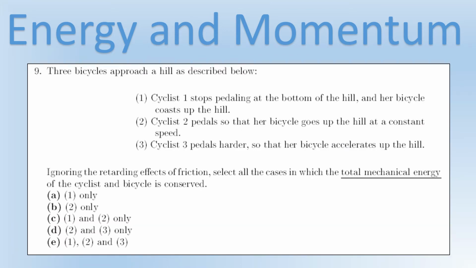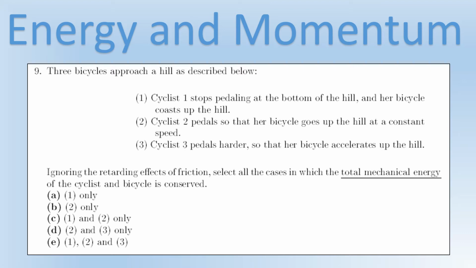Okay, so 3 bicycles approach a hill as described below. Cyclist 1 stops pedaling at the bottom of the hill and lets her bike coast up. Cyclist 2 pedals so her bicycle goes up at constant speed. Cyclist 3 pedals harder so the bicycle accelerates. We're going to ignore the effect of friction against the motion. State all the cases where the total mechanical energy of the cyclist and bicycle is conserved.